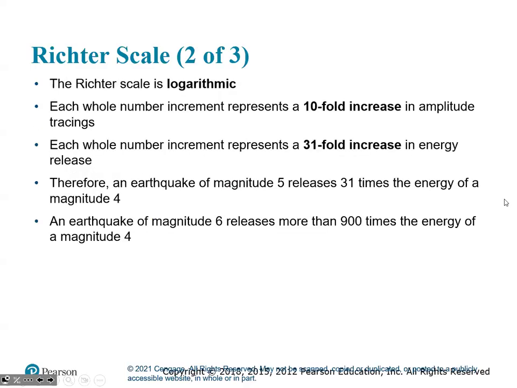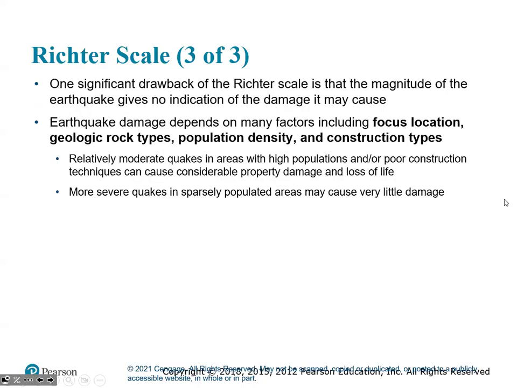So the Richter scale is logarithmic. Each whole number increment represents a 10-fold increase in amplitude tracings, and it's a 31 to 32-fold increase in energy release. So magnitude 5 releases 31 times the energy of magnitude 4. Magnitude 6 releases 1,000 times the energy of magnitude 4.